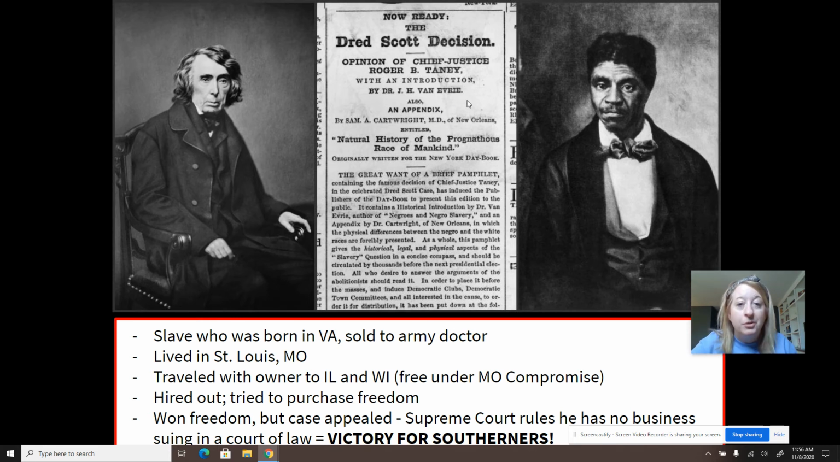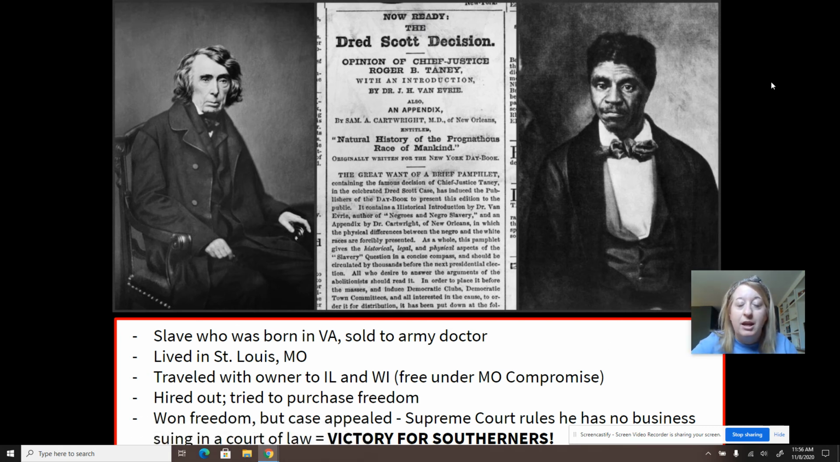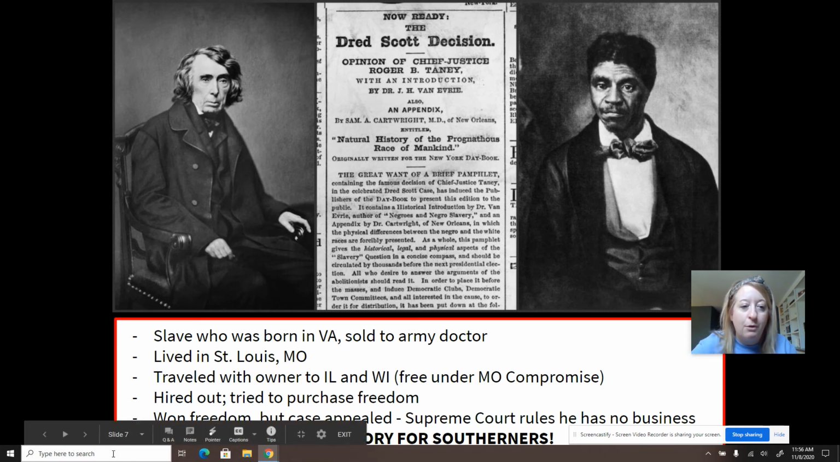And so as a result, because he wasn't a free man and wasn't technically a citizen, this lawsuit was null and void. This is a huge victory for the South when the highest law in the land is essentially sending the message that slaves can't even bring about a lawsuit in front of the courts. And so this, like I said, was seen as a huge victory for the South.